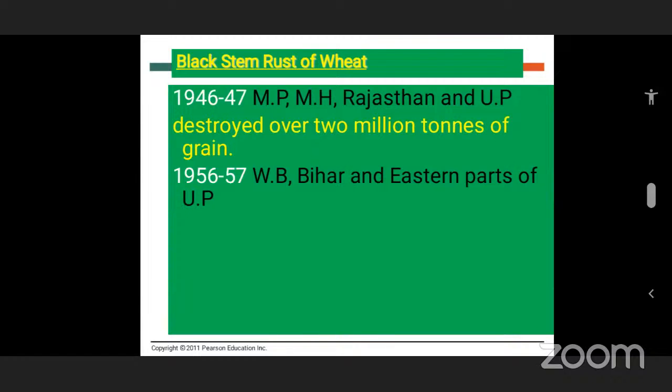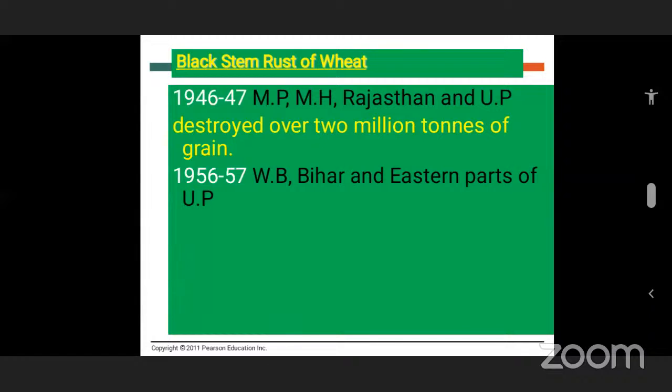Epidemic means that within a short period a large area is infected, giving more yield losses. During that period, these four states were affected by black stem rust, causing more than 2 million tons of grain losses. Again, after 10 years, in 1956 to 1957, West Bengal, Bihar, and some eastern parts of UP were affected by a black stem rust epidemic. Not only these two times; in the 1800s also many epidemics occurred in our country, but these two are the important epidemics.